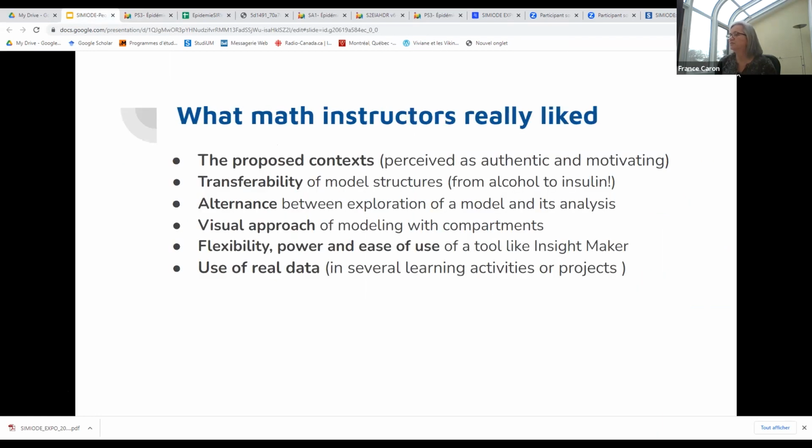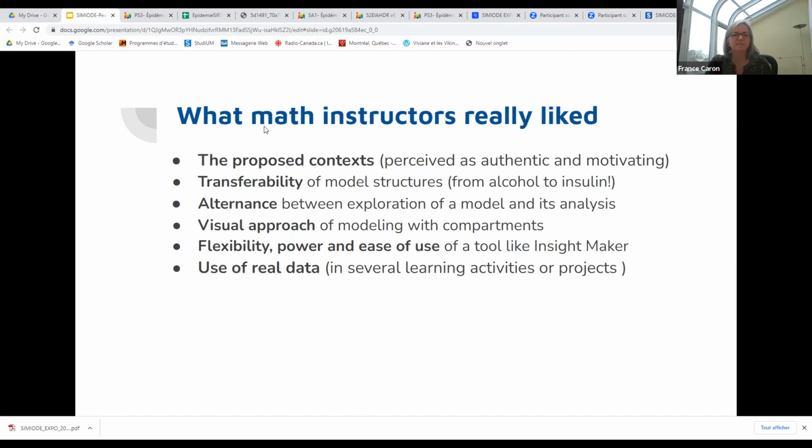We've tested those activities, not just the epidemics, but alcohol absorption and others around CO2 and for environmental contexts. And what the math instructors that tested these activities really liked were the proposed contexts. They perceived them as being authentic and motivating for the students. And the transferability of the model structures from alcohol to insulin, for instance.